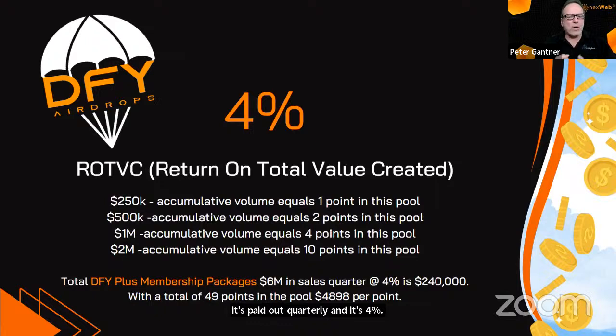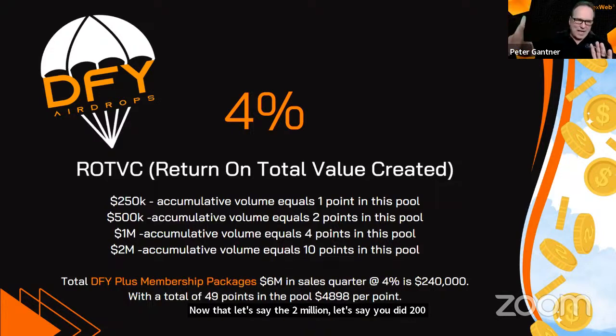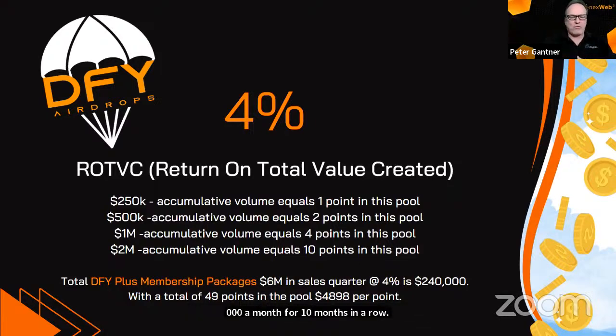You hit $1 million, it's 4. And if you hit $2 million, it's 10. Now let's say the 2 million, let's say you did 200,000 a month for 10 months in a row. That's when you qualify for it and get the 10 points, along with you would have gotten the 4 by then and the 2 and the 1 and gotten paid out.